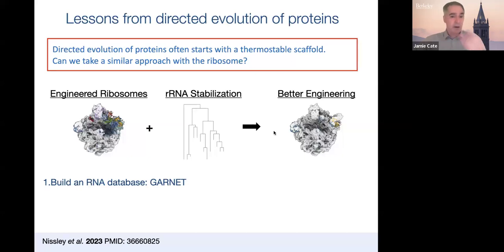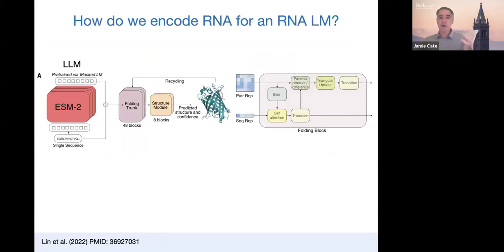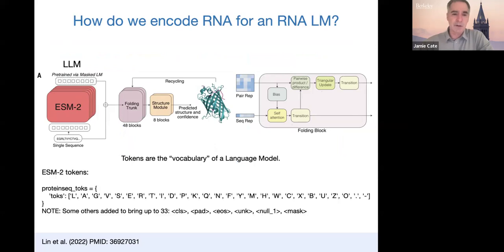Okay. So we built the RNA database. And so now, how are we going to encode RNA for the language model? Again, we really focused on this language model part. When you look at the protein language model, the amino acids have to be converted into what are called tokens for the language model.